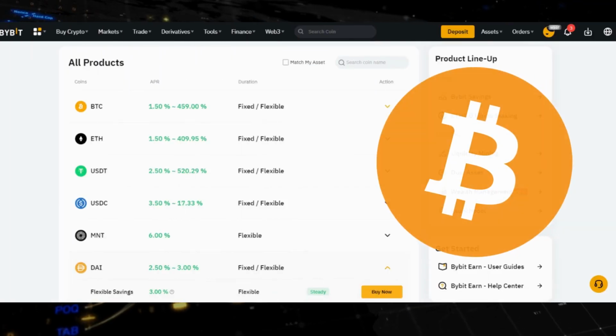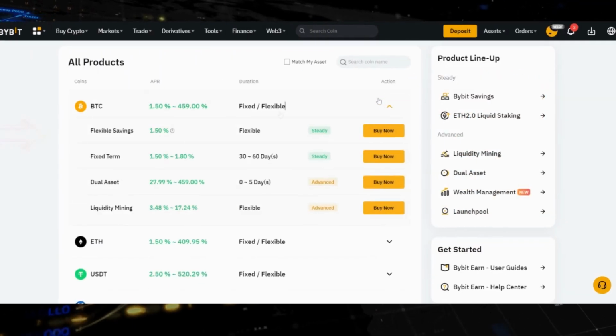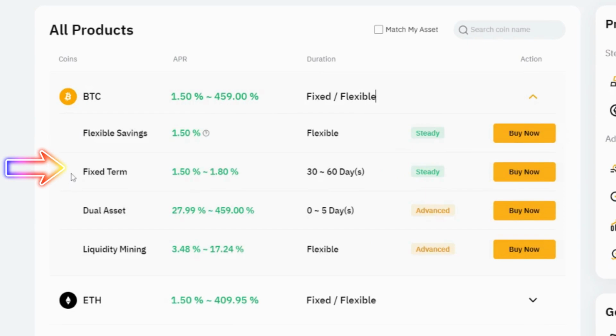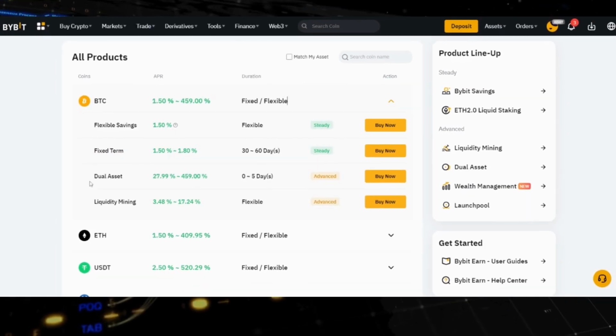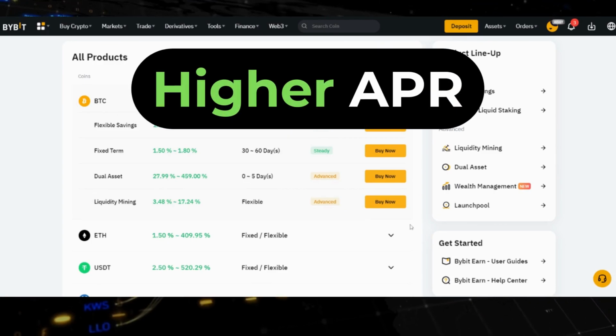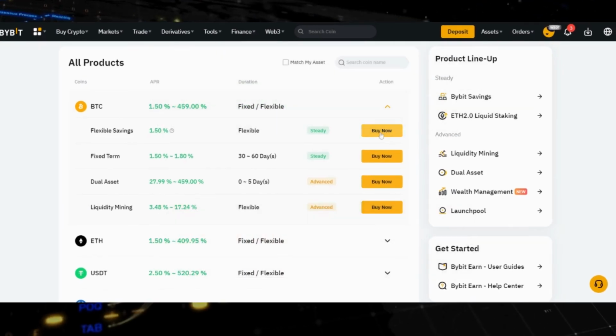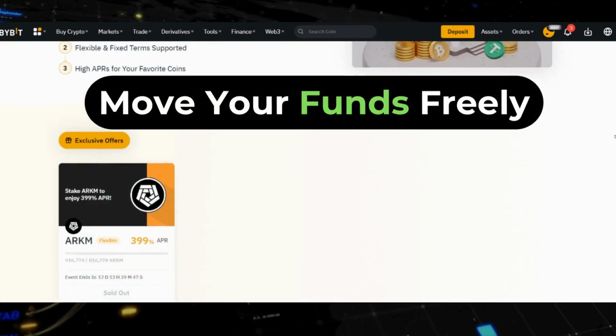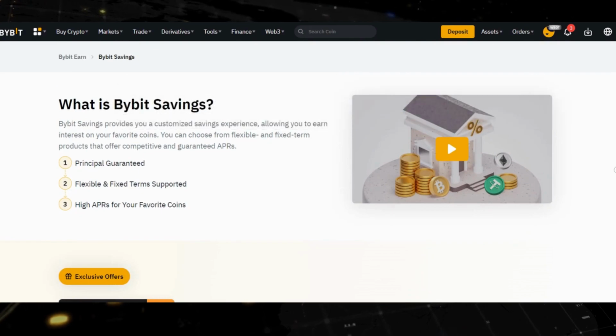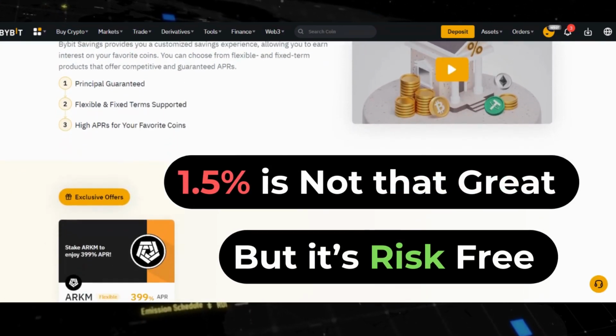Let's pick Bitcoin. It has 4 options: flexible savings, fixed term, dual asset, and liquidity mining. And depending on the option that we pick, we will have a higher or lower APR. The advantage of flexible savings is that you can move your funds freely. Even if the returns are a little lower, you're having great flexibility.